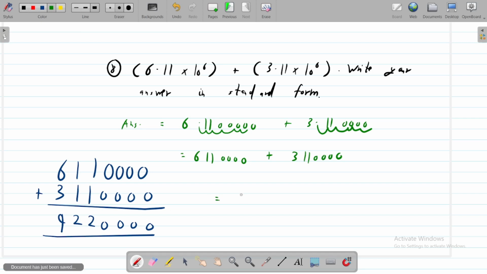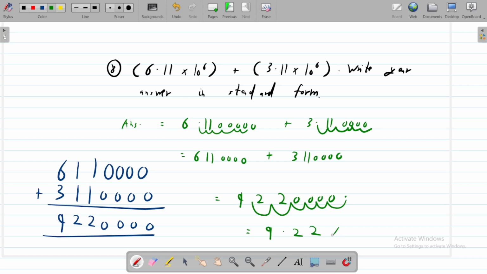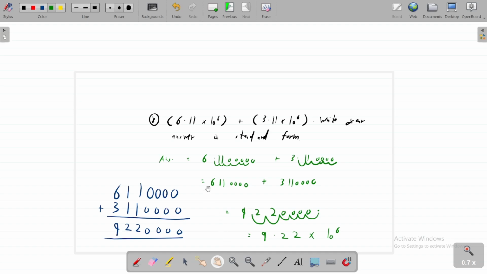Now we still have to give them the answer in standard form. So 9, 2, 2, 0, 0, 0, 0. Okay, for standard form again, we write down the decimal point at the end. We have to go to the left side until we get a number that's between 1 and 10. So 1, 2, 3, 4, 5, 6. Okay, that would be 9.22 times 10 to the power of 6. And that would be my answer. Does that make sense, Anais? Okay.